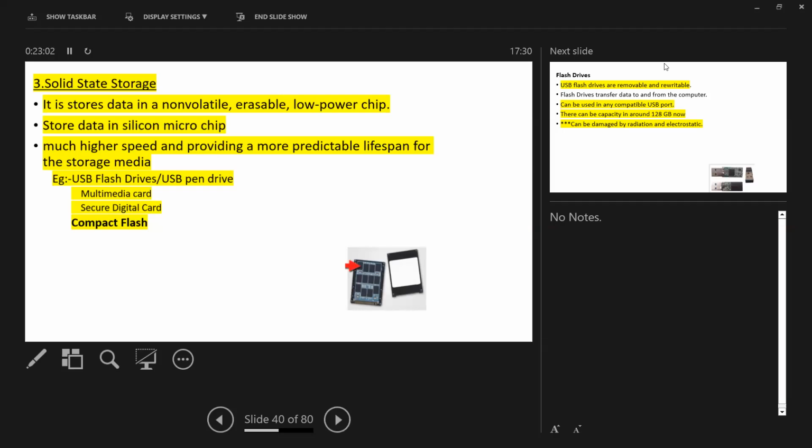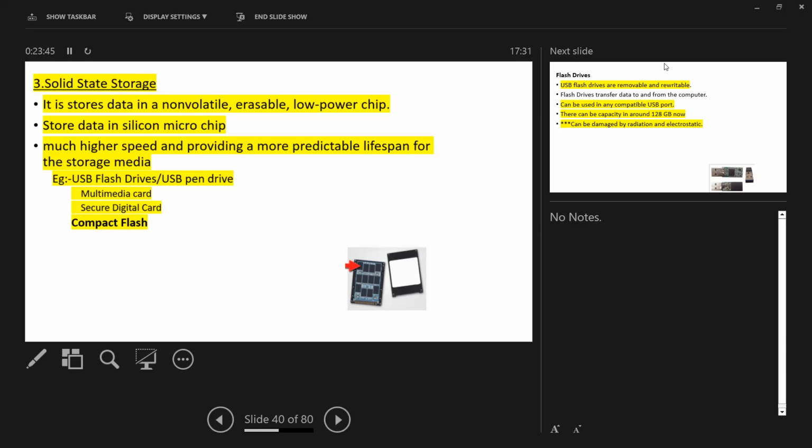Solid state storage is mainly made with microchips embedded in it. It stores data as non-volatile memory chips. Those data we can erase, and they need only low power consumption, so we call them low power chips. They store data in silicon microchips, with much higher speed and a more predictable lifespan for the storage media.